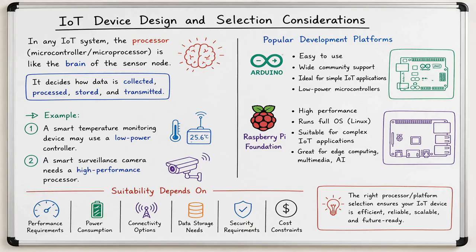devices are more powerful and suitable for complex applications, and these can be used for AI and video processing, because these have high performance and these run a full operating system like Linux, and it is suitable for complex IoT applications, and it is great for edge computing, multimedia and artificial intelligence. So here the suitability depends upon the performance requirements, power consumption, connectivity, data storage, security and cost constraints.